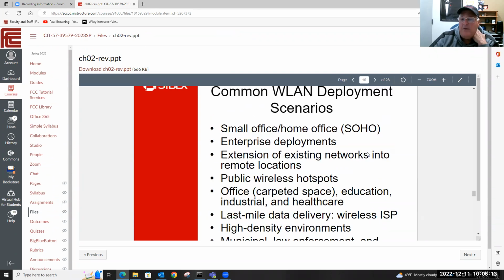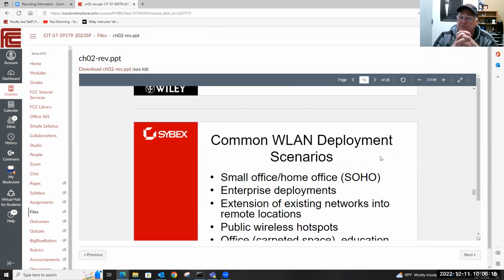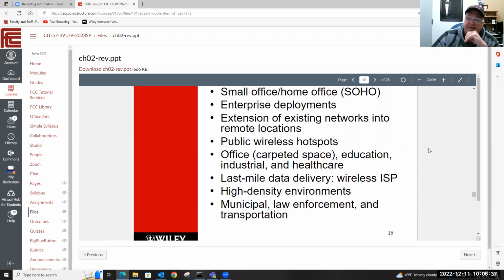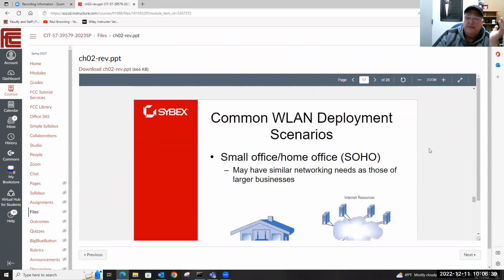Okay, and then the rest of the chapter goes into various deployments of how you would deploy a wireless network. Now this is a pretty important part of the chapter, and again, it's very long. It's going to deal with wireless in a small office, in enterprise and in remote locations, public hotspots, in offices, what we call carpeted space. Last mile delivery issues are high intensity in municipal environments. So let's look at that again.